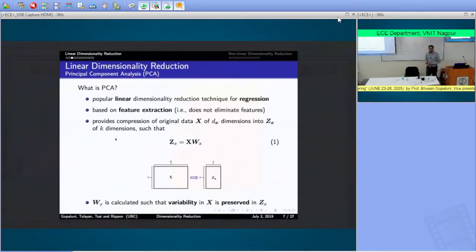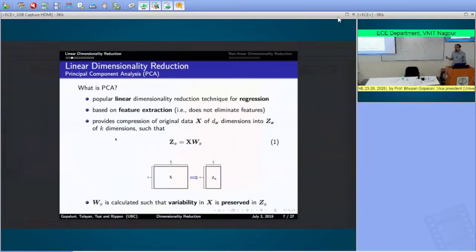Now, the idea behind principal components is basically to rotate these axes in higher dimensions in such a way that the maximum variance in the data is concentrated in the first few coordinates. The rest of the coordinates have very small values or small variance. That's the basic idea behind principal components.